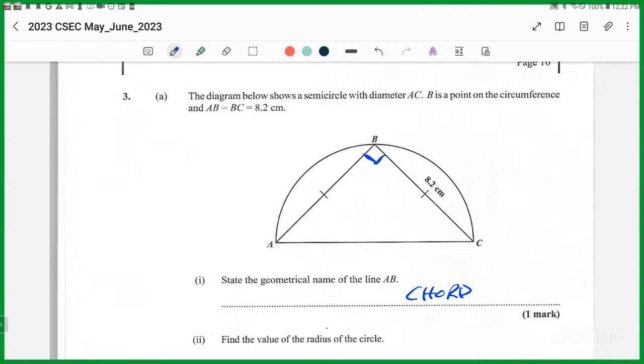Then it says find the radius of the circle. Now remember, the radius is the distance from the center to the circumference. So there are multiple ways you can do this question. To get the radius, we can find this length, the diameter, and take half of it. That's one way to do it. Another way is to assume where the center point is here and draw a line like this. This is a radius. This will be a radius. And this will be a radius.